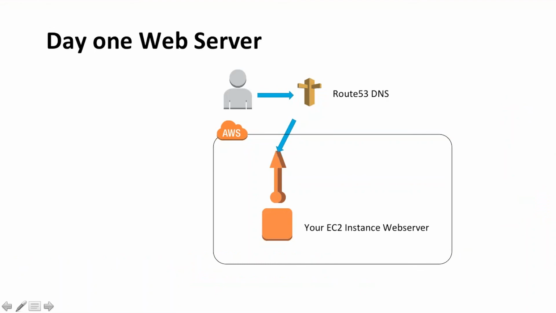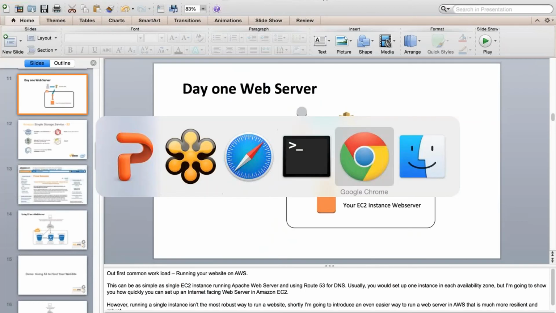The first one that we're going to talk about is running your website on AWS. This can be as simple as a single EC2 instance running Apache web server and using Route 53 for DNS. Usually you'd set up more than one instance in more than one availability zone, but to show you how quickly you can set up an internet-facing web server in Amazon EC2, I am going to do just that.